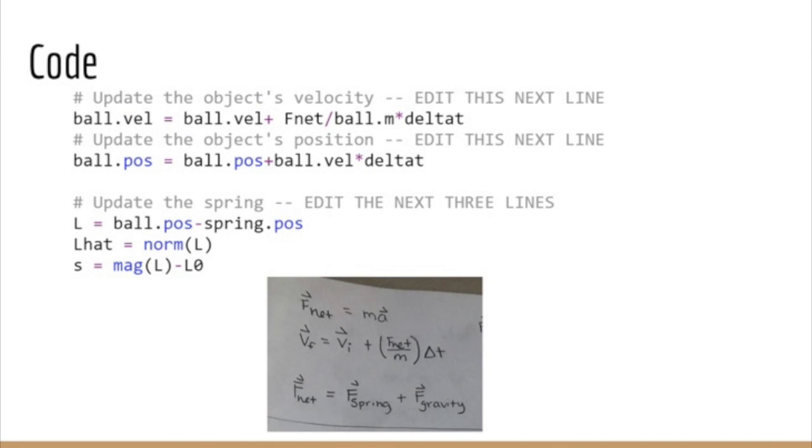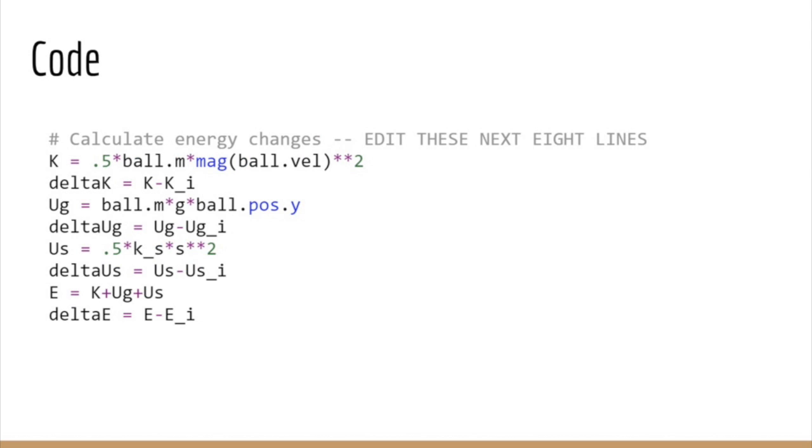From here, I updated the object's velocity using that the final velocity would be equal to the initial velocity plus the net force over the mass times delta t, which is Newton's second law, and I updated the position saying that the object's final position would be equal to the initial position plus the velocity times delta t. I also updated the spring, saying that L would be equal to the ball position minus the spring position. L hat is the normal of that L, and S is the magnitude of L minus L naught. In addition, I also calculated and recorded the energy changes as the motion continued, using the same formulas as before, just using the current minus the initial for kinetic, gravitational potential, spring potential, and the total energy.